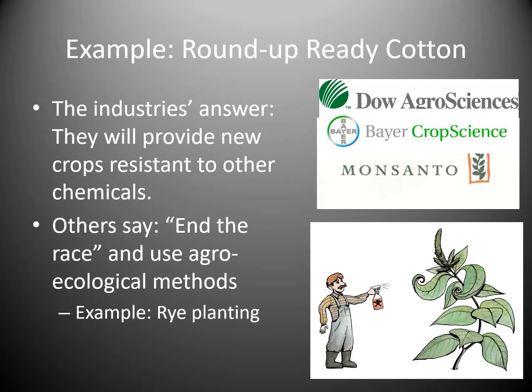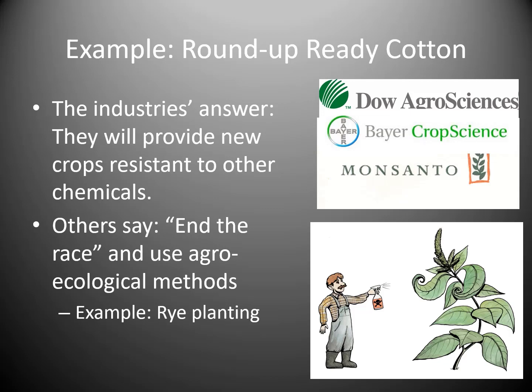And we're having problems. Again, these herbicide-resistant weed populations keep popping up. So the industry's answer is that's okay. We'll just provide new crops, new hybrid seeds with different abilities that are resistant to other types of chemicals that we'll create. And of course, you'll be able to buy the seed and the chemical that goes with it directly from us. Opponents, others would say in the race, there's other ways we can be doing this. Use agroecology methods, for example.